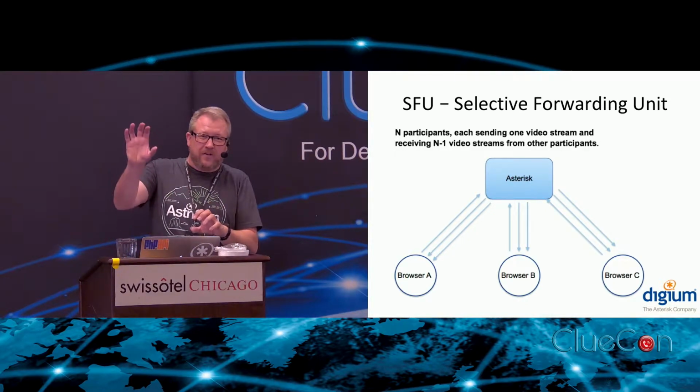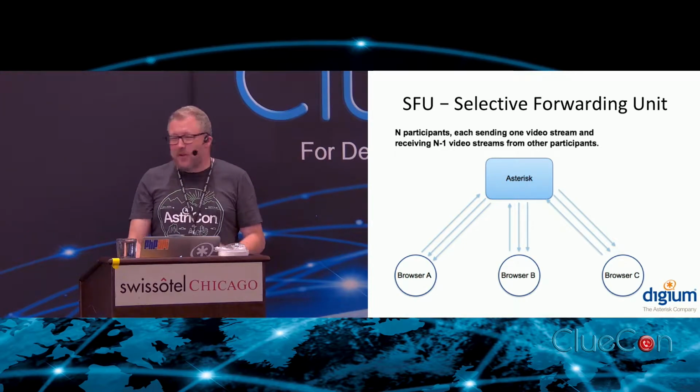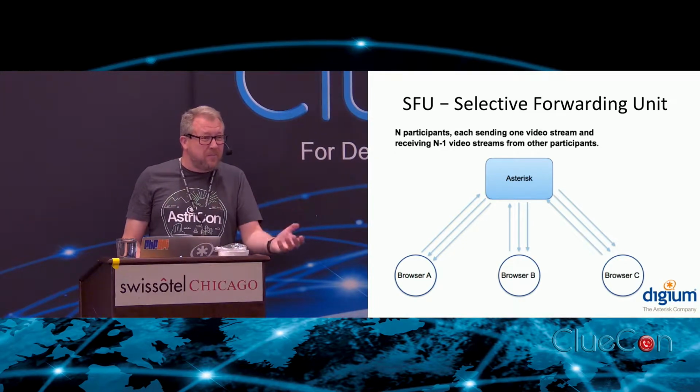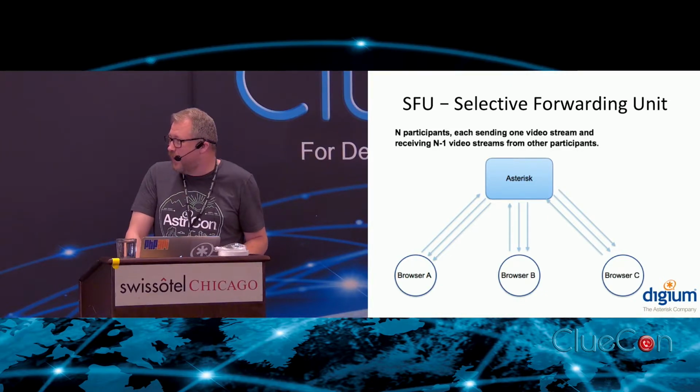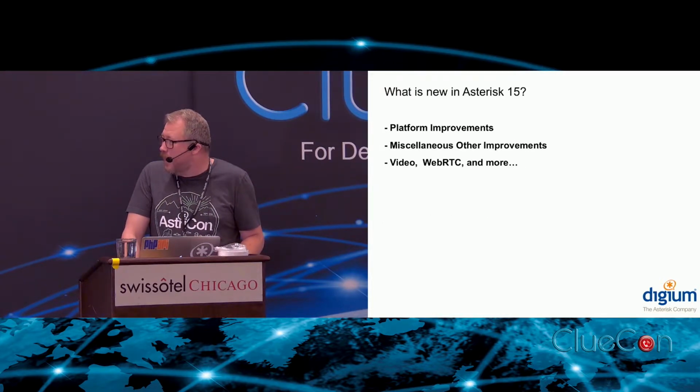So if you want one picture particularly bigger, or you want them in the Brady Bunch style, you can do that because it's the responsibility of the endpoint rather than the responsibility of the thing in the middle. It's explained a little bit there. These slides will be available, by the way. So what else was new in Asterisk 15?